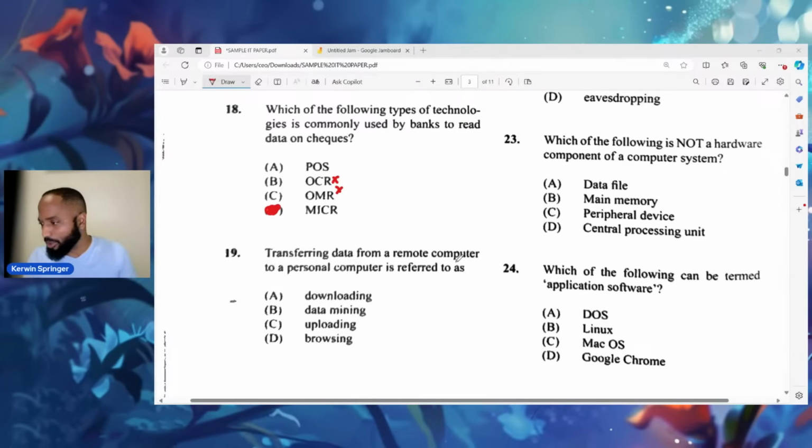Okay, transferring data from a remote computer to a personal computer, remote to personal. What would you call that? Data mining, uploading? From a remote computer to your personal computer right now, so I go with downloading. Yes, I just go with downloading.